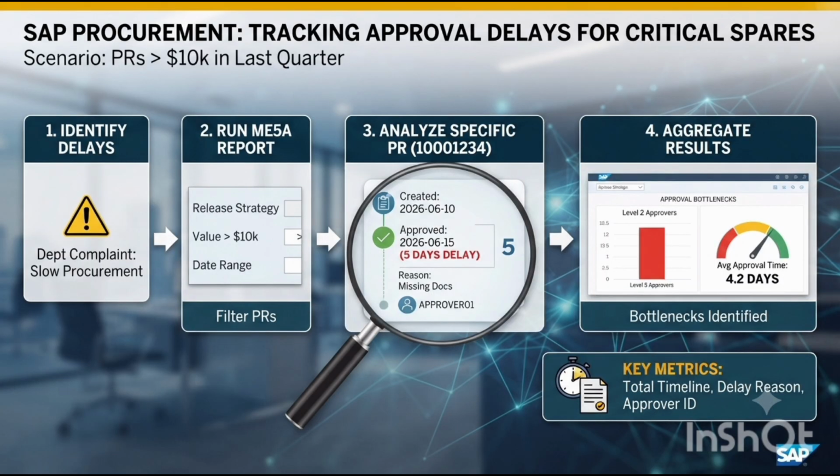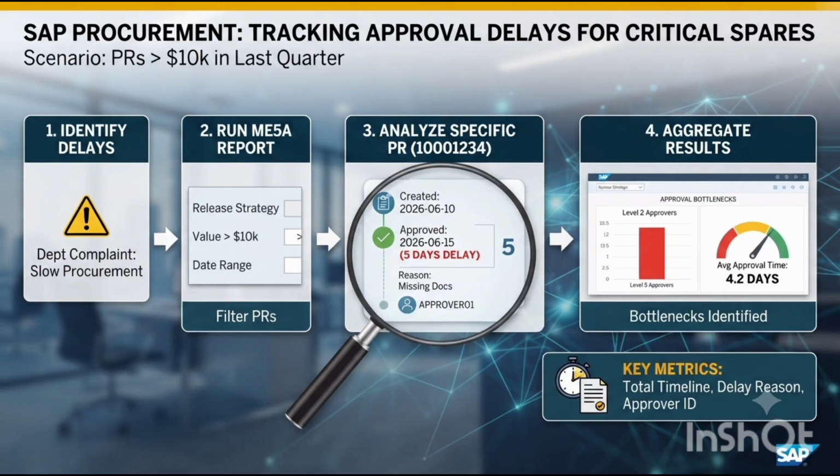Let's walk through a real world business scenario to see how these concepts apply in practice. Imagine a manufacturing plant department complaining about slow procurement lead times for critical spare parts. Management tasks you with tracking approval delays for all purchase requisitions exceeding $10,000 submitted during the last quarter. You begin by running transaction ME5A, then exporting the layout reveals crucial columns including creation dates, planned release dates, actual approval timestamps, and processor user IDs.